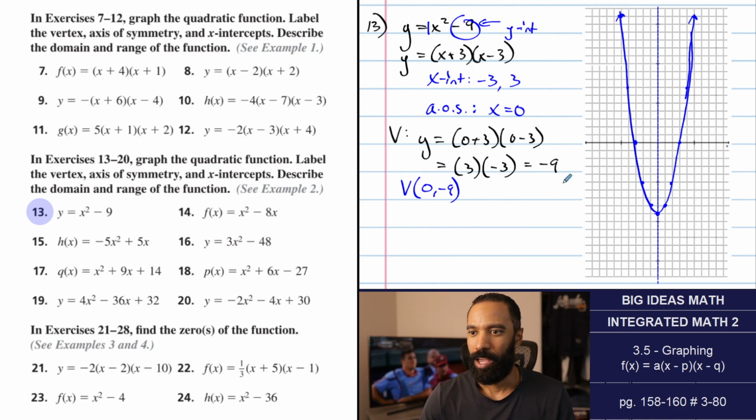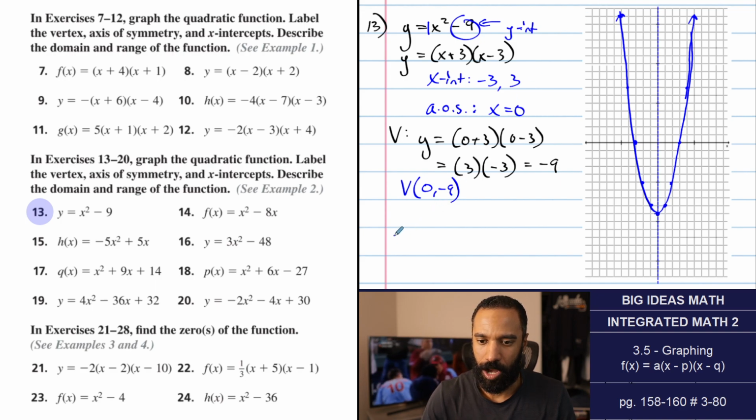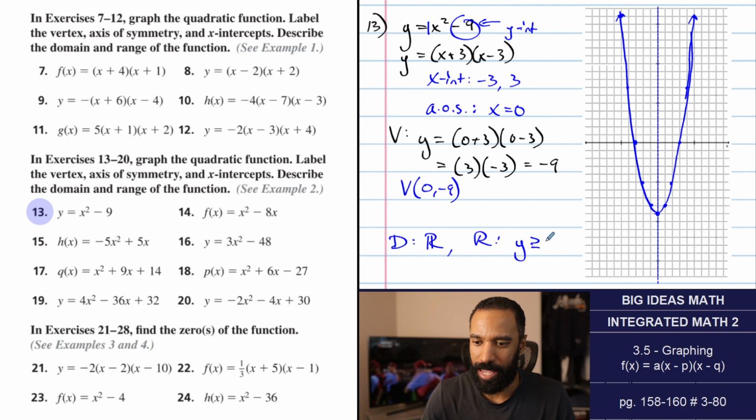Okay. All right, your domain: all real numbers. Range: y is greater than or equal to negative 9.